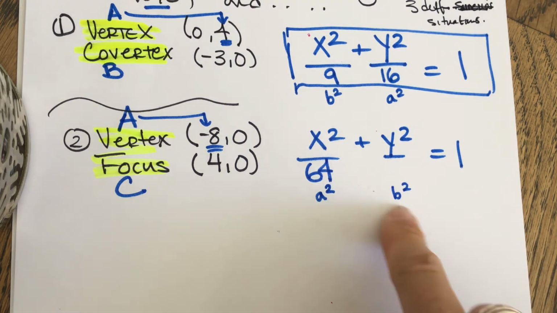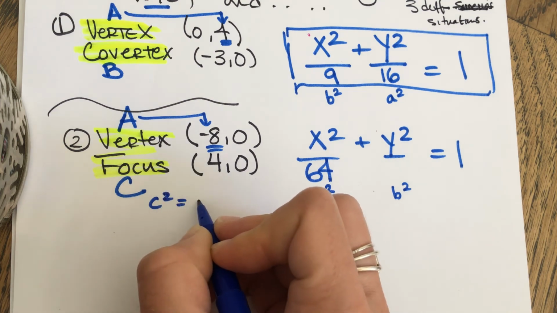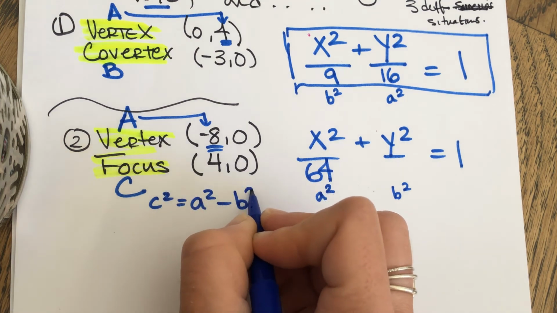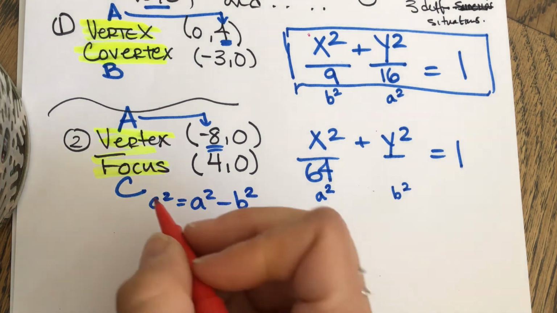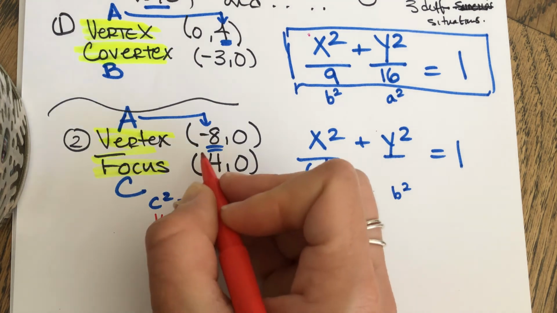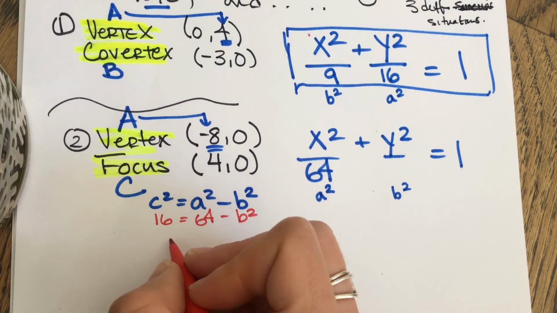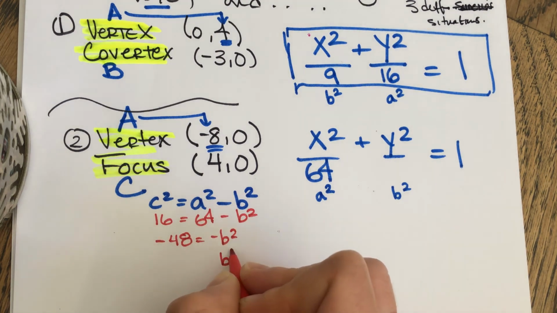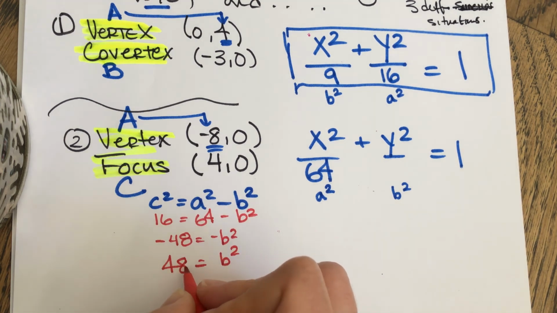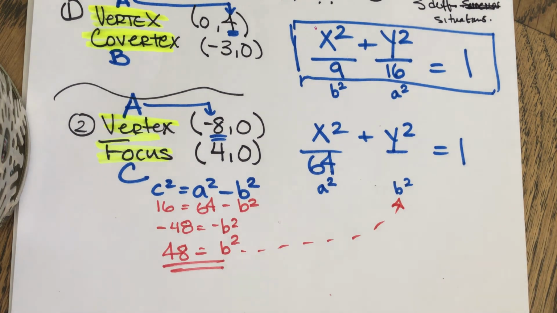So now to find me the B, well, we're going to use your focus formula. For the focus, we do C squared equals A squared minus B squared. So then all you're going to do is sub the values that you know. What is C squared? 16. What is A squared? 64. Okay, so when you subtract, we get -48 equals -B squared. So B squared equals 48 and stop. Why? Because the formula wants B squared. I don't want B. So there you go, 48, and you're done.